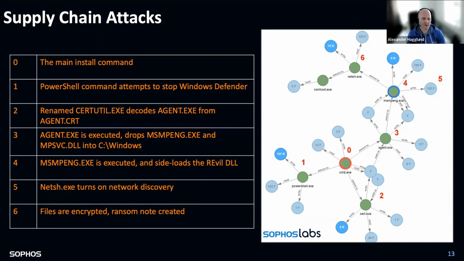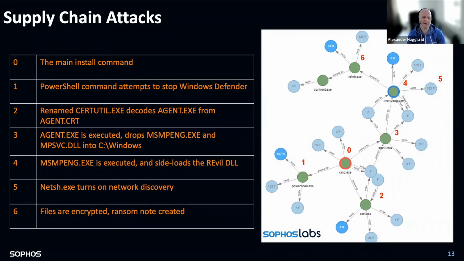Yeah, definitely. And as you can see, they actually used the living off the land binaries here as well. They used the certificate utility to decode the actual payload from an encrypted file, and we were able to capture this using the telemetry that we gathered. The payload is then executed, which drops the hollowed process of Windows Defender into the Windows folder. That is then used to execute and sideload the REvil DLL, which establishes persistence and a foothold on that machine in order to perform the actual attack.